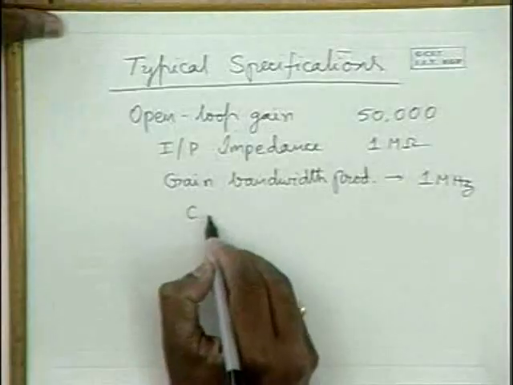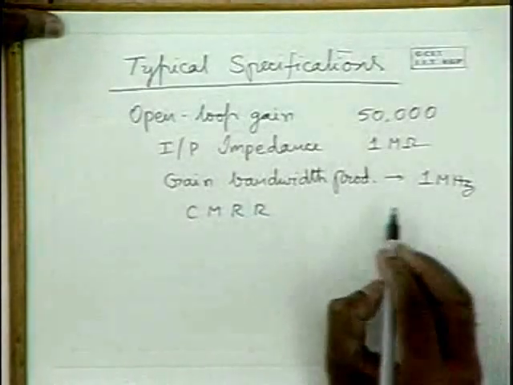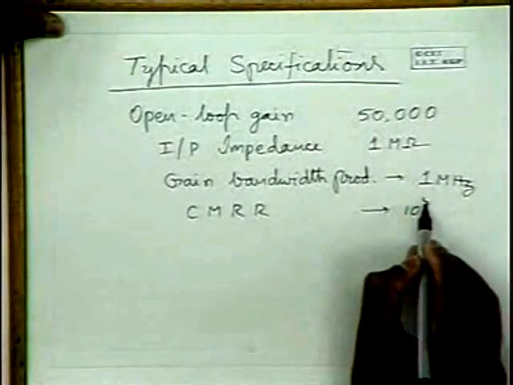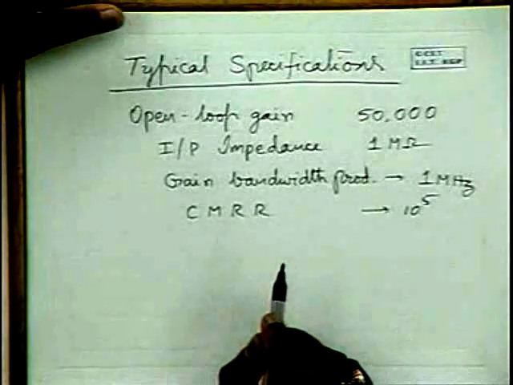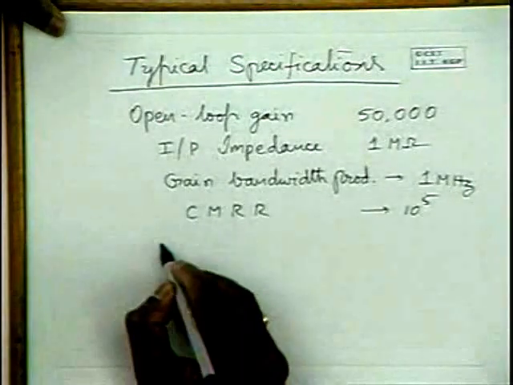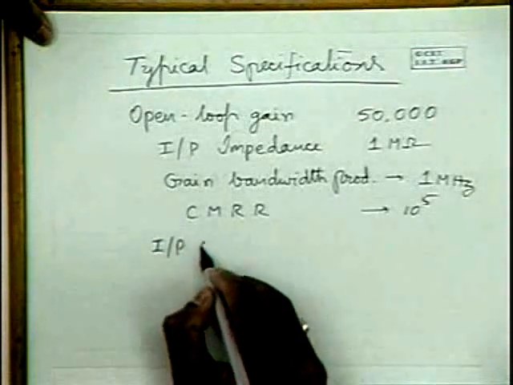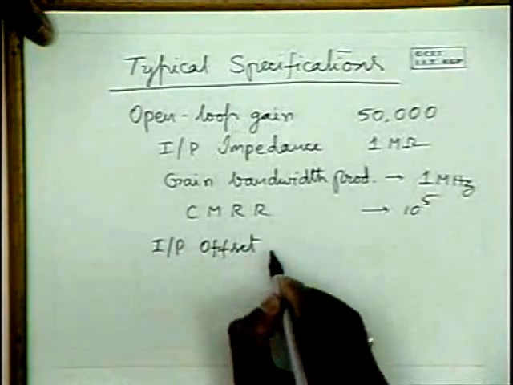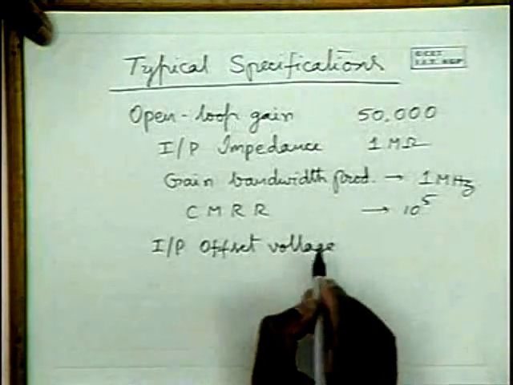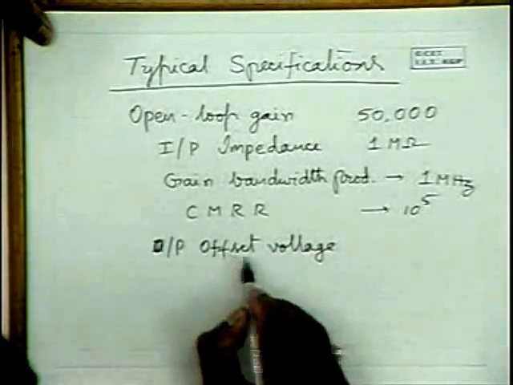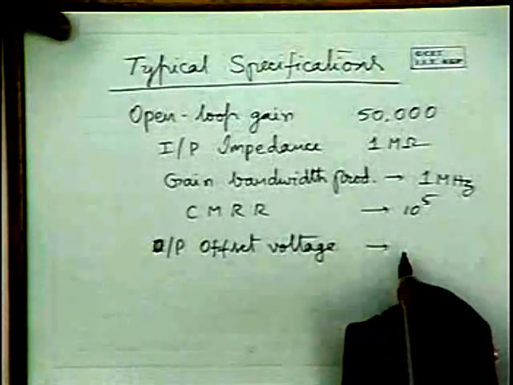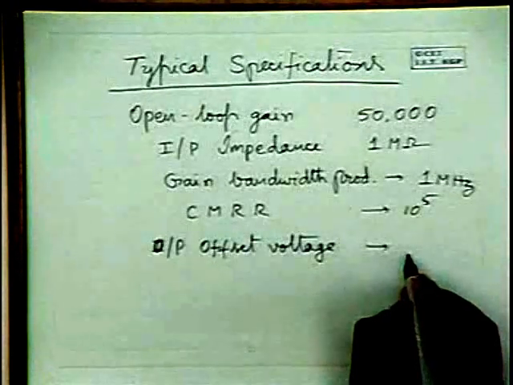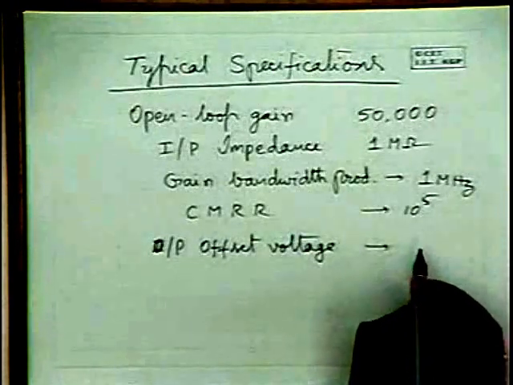So next, CMRR, the common mode rejection ratio, which is of the order of 10 to the power of 5, is a specification. And input offset voltage, first let me explain the output offset voltage, is a specification. It is of the order of millivolts.